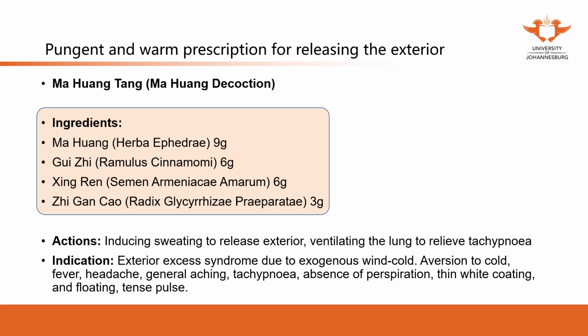This formula comes from Shanghan Zabing Lun. It describes that a patient suffers from Taiyang disease. The patient presents with a floating tense pulse, absence of perspiration, fever, and body ache. This patient has been experiencing this problem for 8 to 9 days. The patient still presents as exterior syndrome.